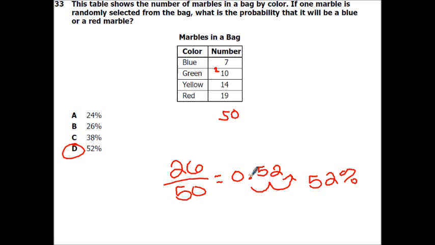Alright, even if we didn't know how to change that to a decimal, we should see that 26 over 50 is really close to 50%, but it's going to be a little bit over because 25 is 50%, so we should be able to know that that 52 would have been the one.